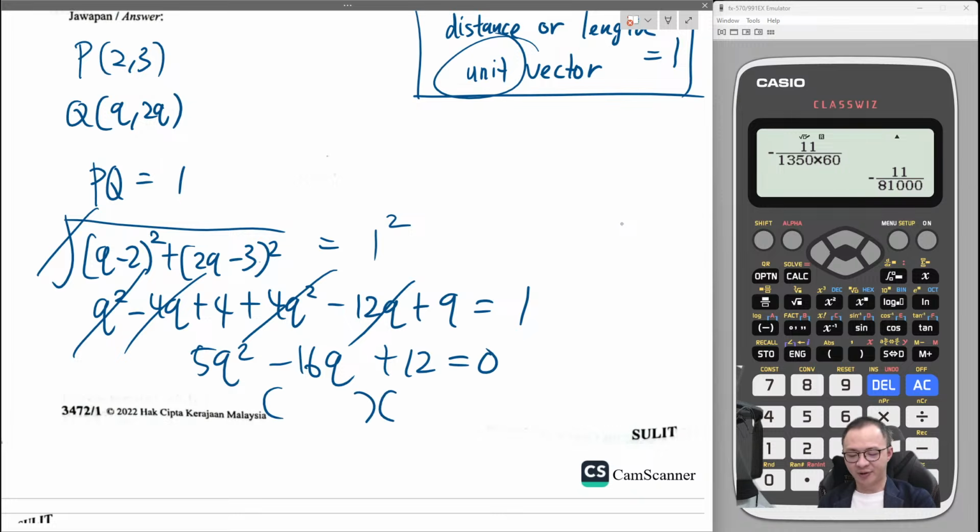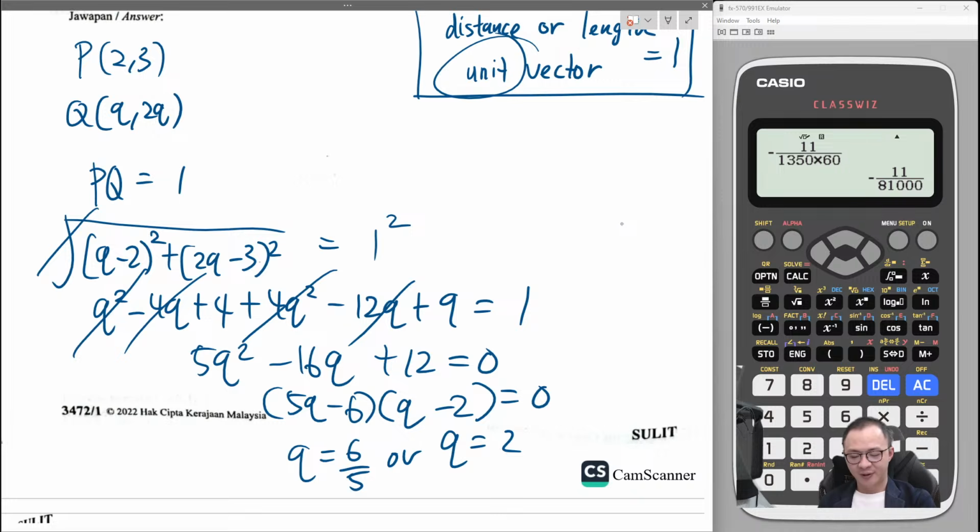And then we'll factorize this one. This is 5q, this is q. And 6 and 2, isn't it? 6 and 2, minus for both. q equals 2. Is it? 5q minus 6, yeah. q equals 6 over 5. Done.